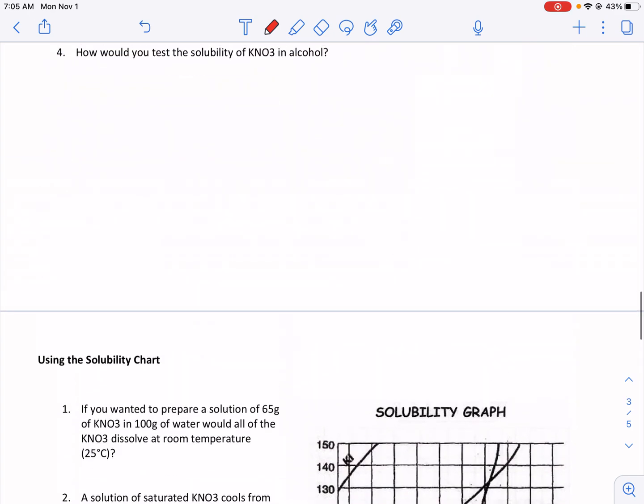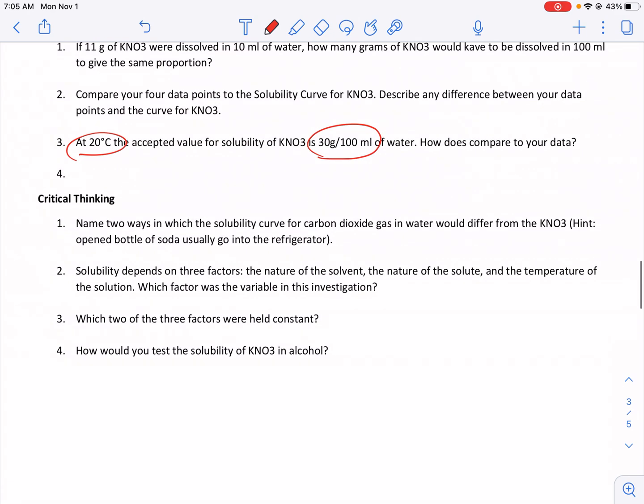Okay. Now, the critical thinking. Name 2 ways in which the solubility curve of carbon dioxide gas and water would differ. Well, I talked about this last week. The gases do not like warm temperature when the solvent's warm. They tend to leave. So hopefully that's enough hint for that one.